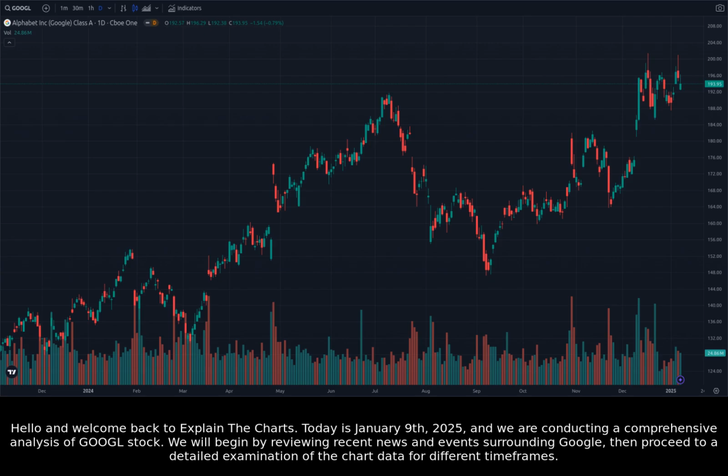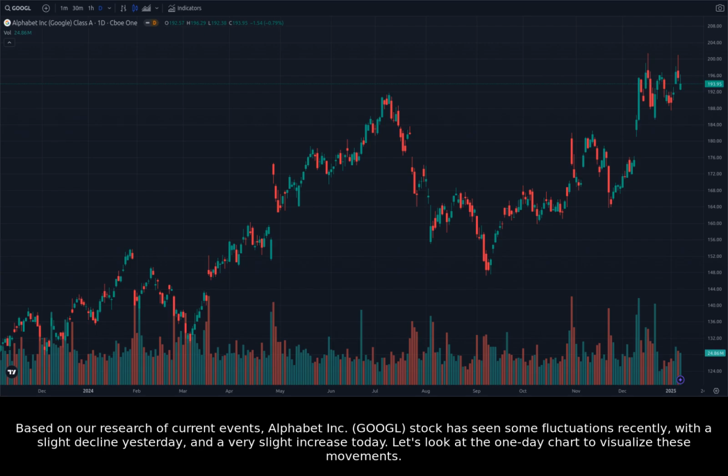Today is January 9th, 2025, and we are conducting a comprehensive analysis of Google stock. We will begin by reviewing recent news and events surrounding Google, then proceed to a detailed examination of the chart data for different timeframes. Based on our research of current events, Alphabet Incorporated, GOOGL, stock has seen some fluctuations recently, with a slight decline yesterday and a very slight increase today.